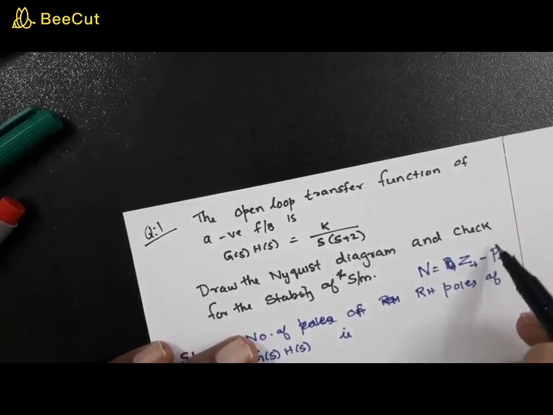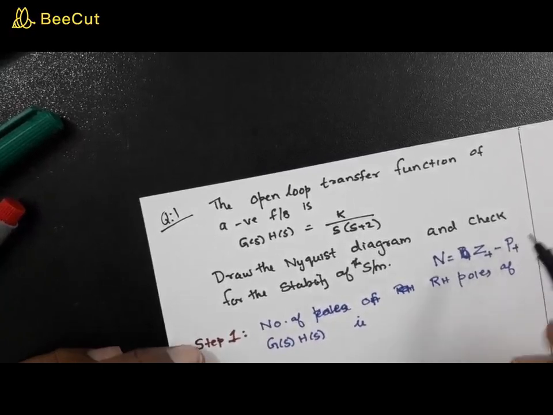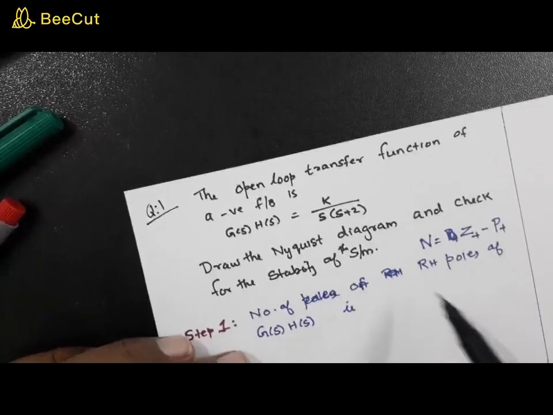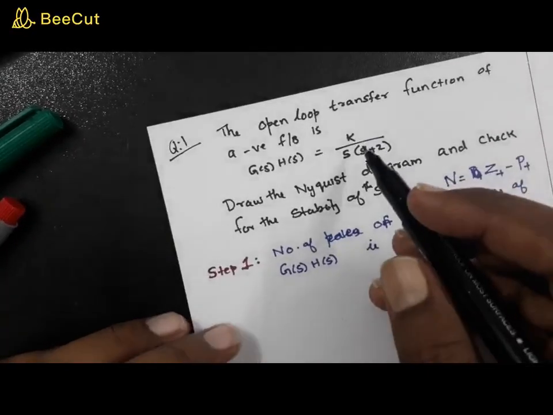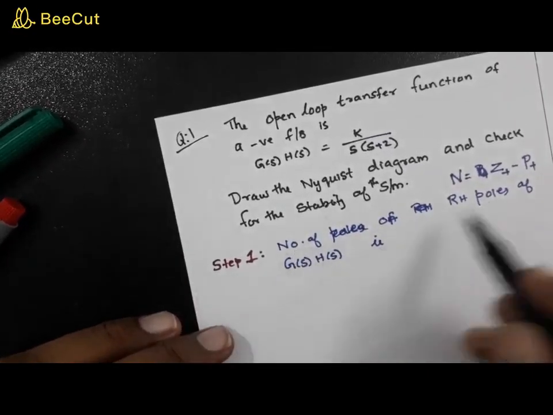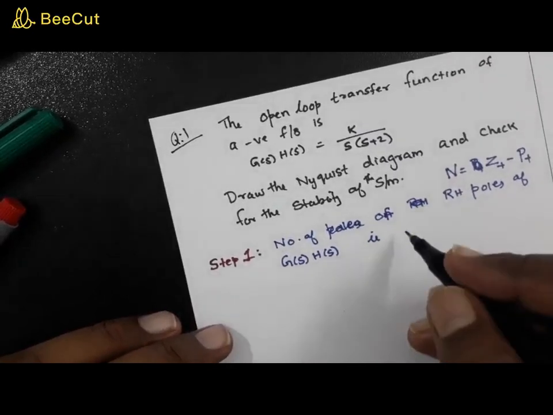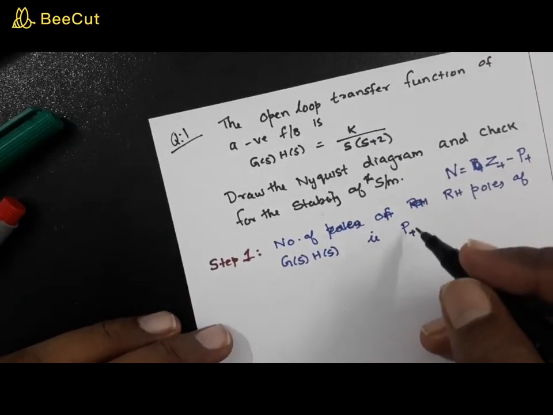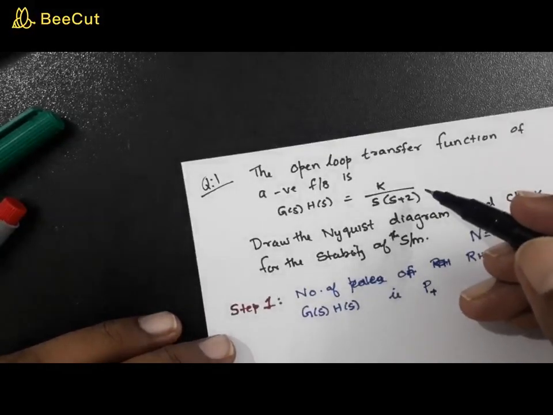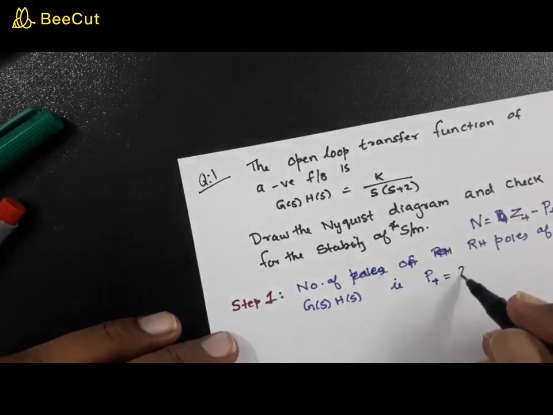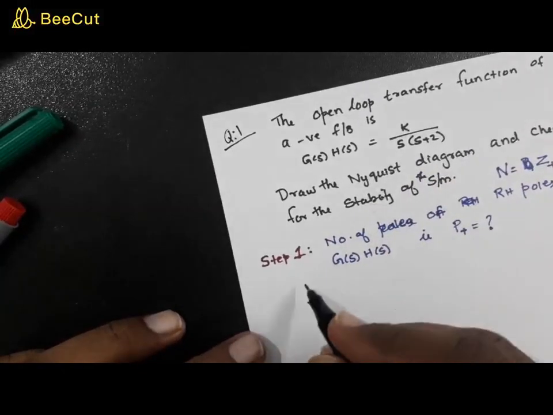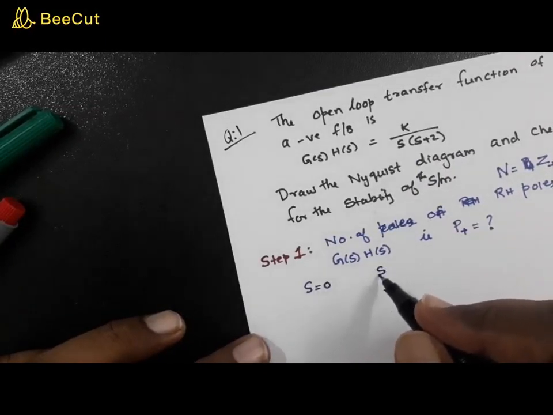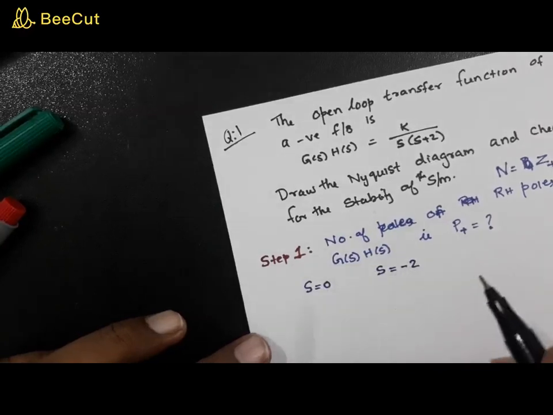And we have already defined this P plus to be what? P plus is the number of poles of this G(S)H(S) which reside in the right half of the S-plane. So that is your step 1. You need to find out the number of right half poles of G(S)H(S). That must be known from the given open loop transfer function. So you need to find out P plus. Now just find out the poles. The following are the poles. One is S is equal to 0. The other one is S is equal to minus 2. Right?